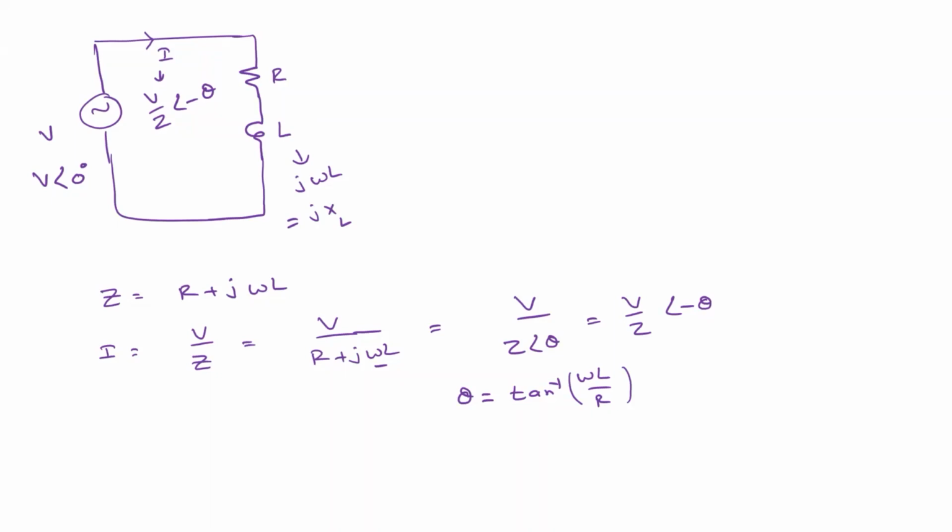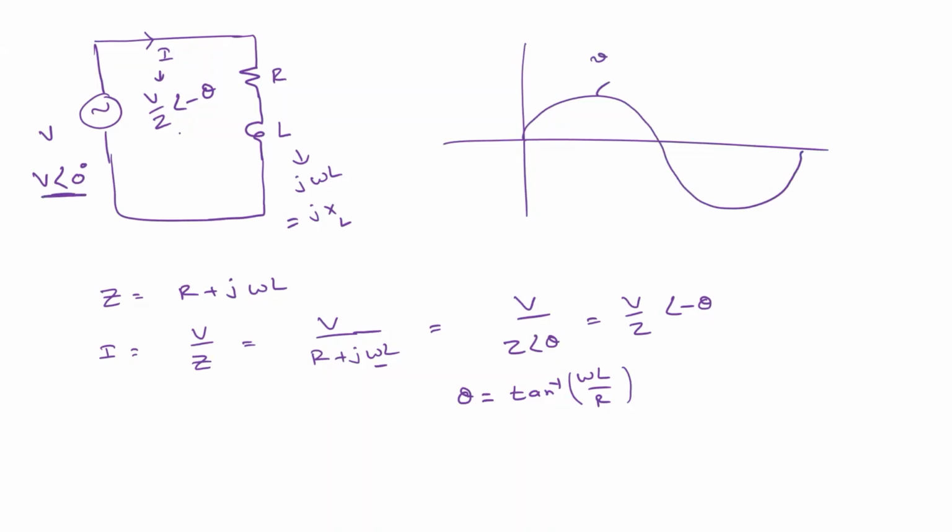If this is the voltage waveform, is the current leading or lagging? The current is lagging. The voltage is V at an angle 0, but the current is V by Z at an angle minus theta. Minus theta in the current indicates lagging. So the current starts somewhere here, and this angle is theta. This is I.